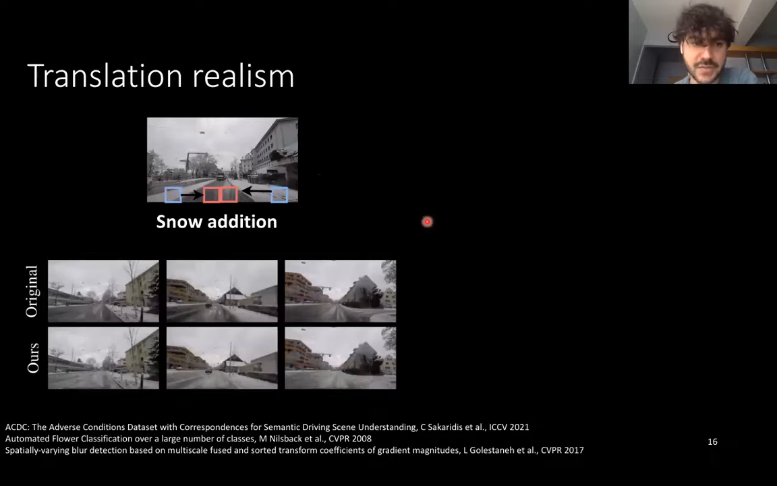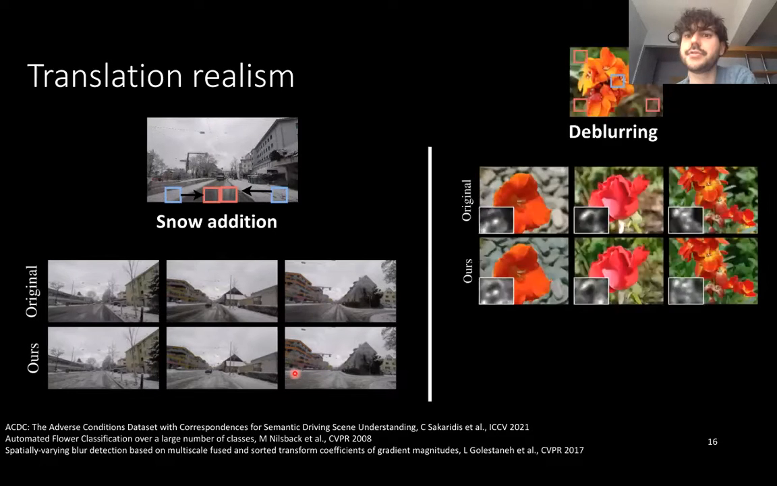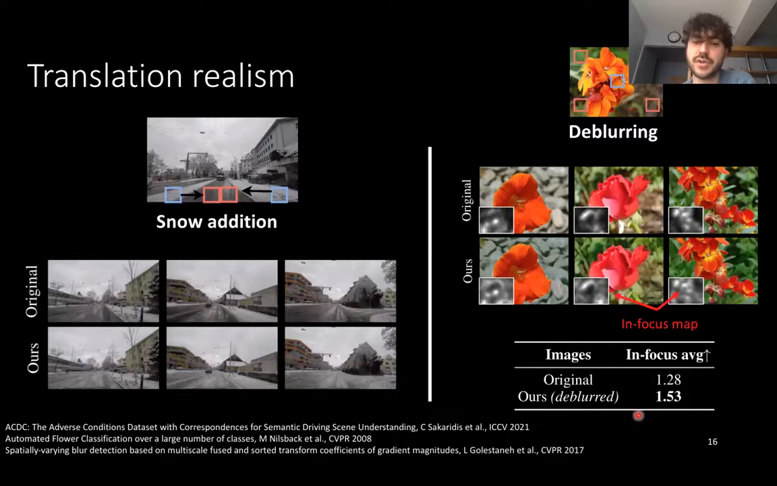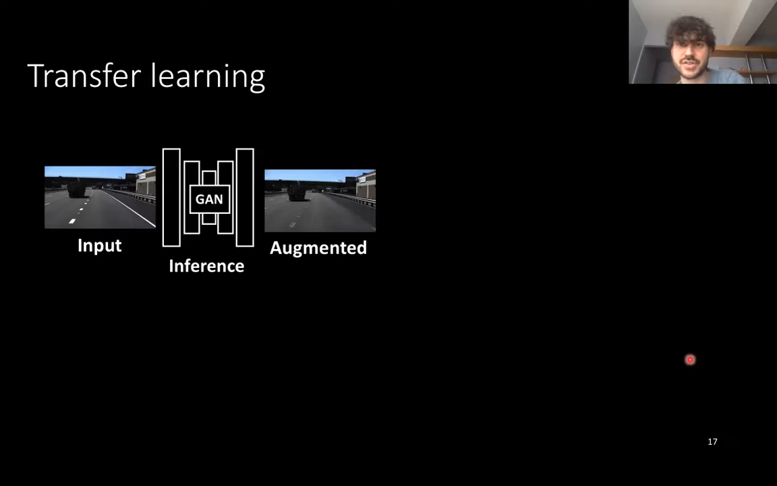I also have some translation realism for the other tasks. For the snow addition one, we managed to transform original images by putting snow on the street, which is a very rare autonomous driving condition. So it's pretty difficult to collect, and we are able to generate them with only 15 images. And also here with the deblurring task, I'm showing original images and deblurred ones with some associated in-focus masks, which are evaluated by using another state-of-the-art method. The whiter, the more in focus, and as you can see, our method is indeed producing in-focus images that we also evaluate using the average of these maps. So we outperform the original images. Okay, so let's talk about transfer learning, which is also the principal part.